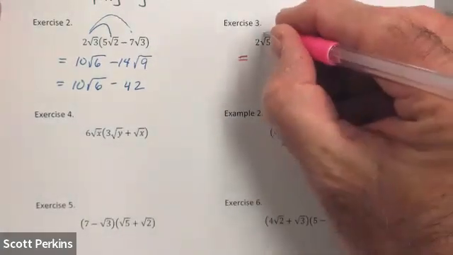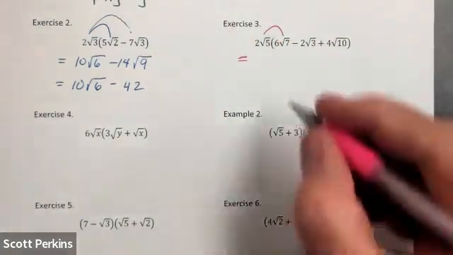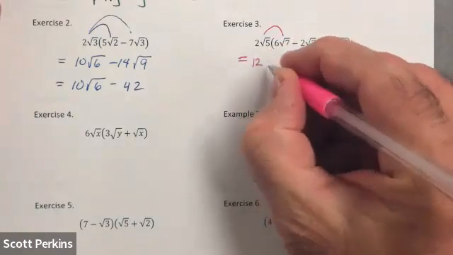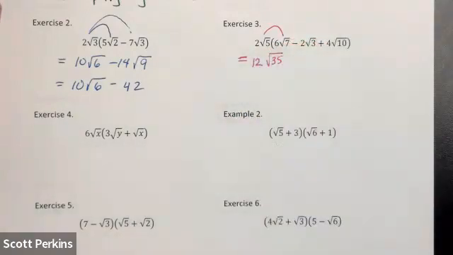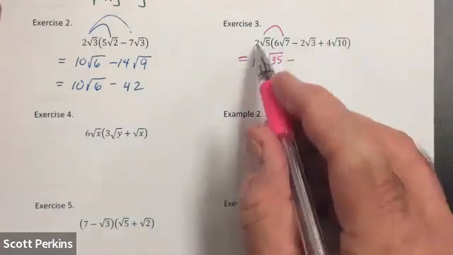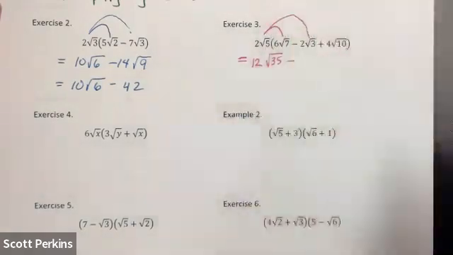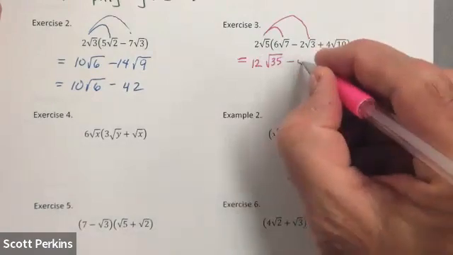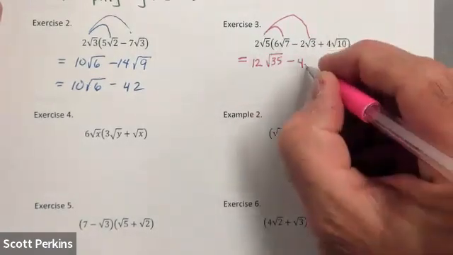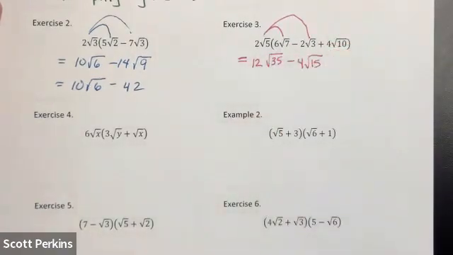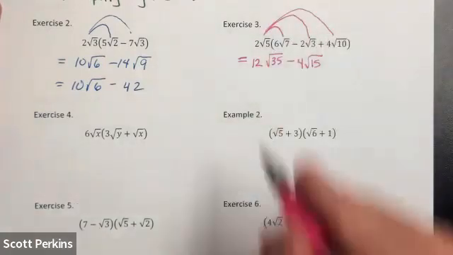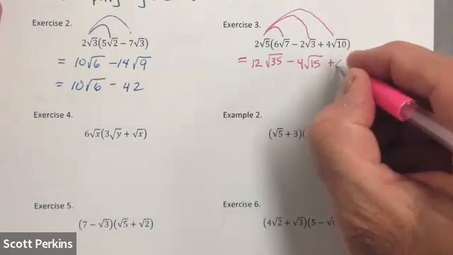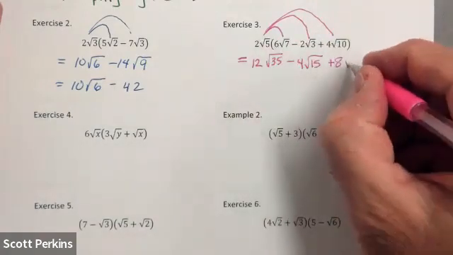2 square root of 5 times 6 square root of 7. That's going to give me 12 outside the radical, and then square root of 35 under the radical. And then minus 2 square root of 5 times 2 square root of 3. The 2 times the 2 gives me 4. Square root of 5 square root of 3 is square root of 15. And then last but not least, 2 square root of 5 times 4 square root of 10. 2 times 4 is 8. And then square root of 5 square root of 10 is square root of 50.